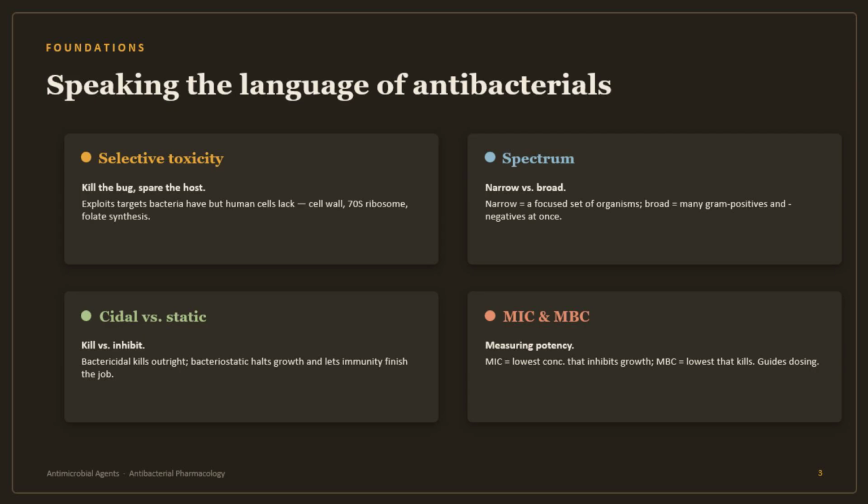And number 4, MIC and MBC, how we actually measure potency. MIC is the lowest concentration that inhibits growth. MBC is the lowest that actually kills. These numbers guide how we dose. Lock these 4 in and you're speaking the language of antibacterials.